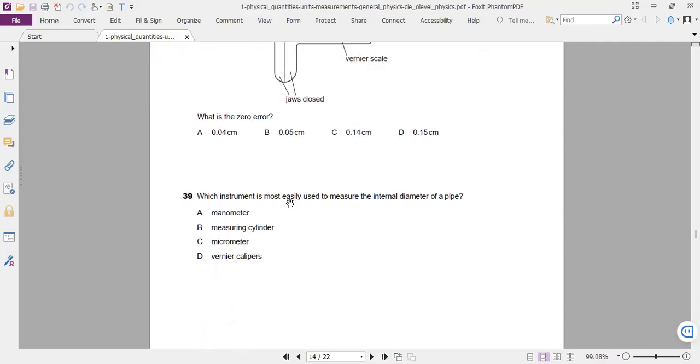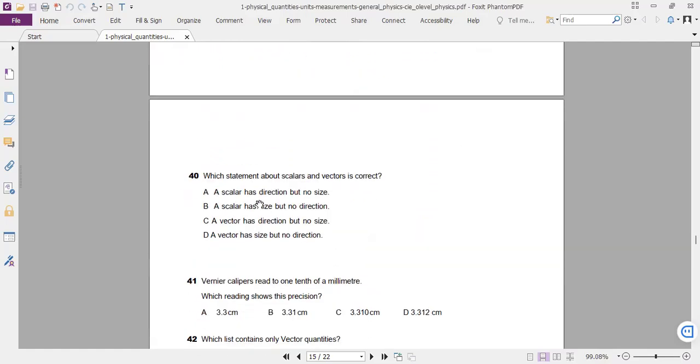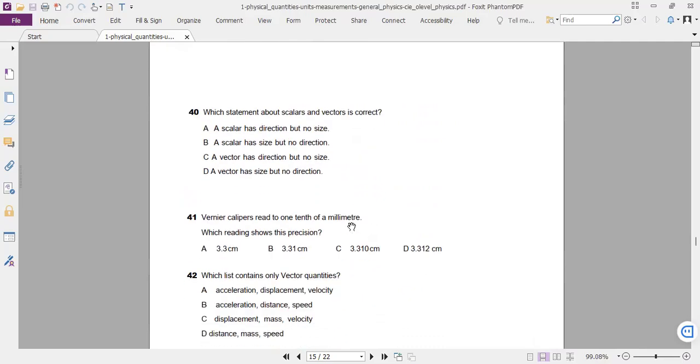Which instrument is most easily used to measure the internal diameter of a pipe? You know this very well now. Which statement about scalars and vectors is correct? You should be able to do this question very easily.